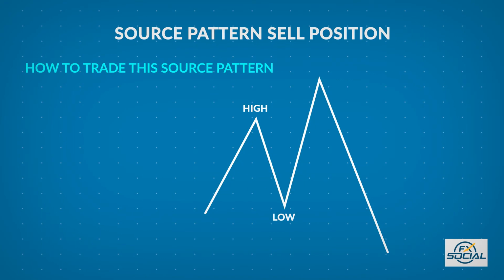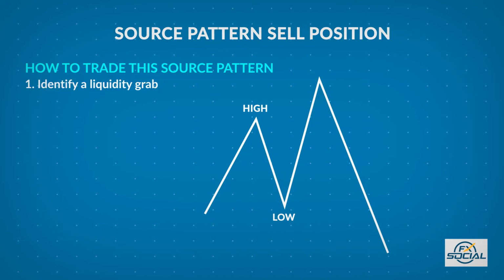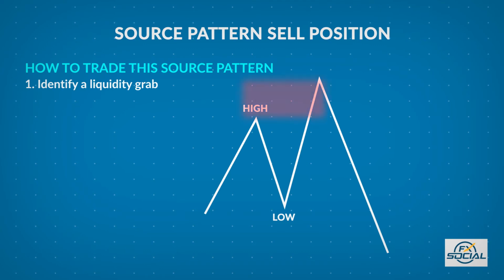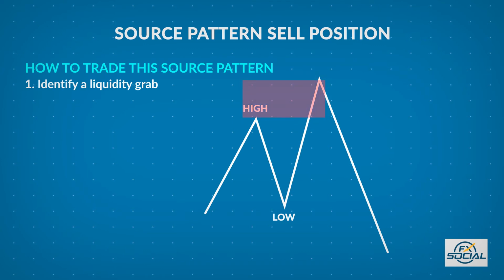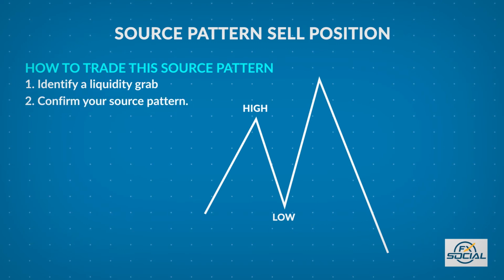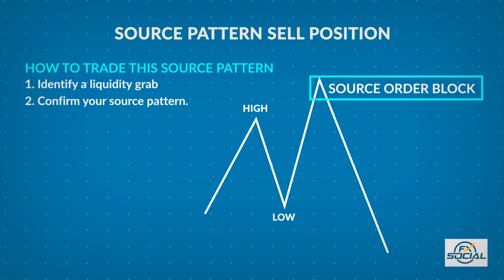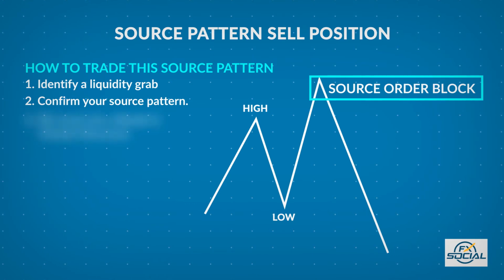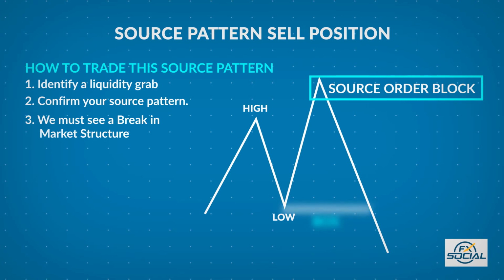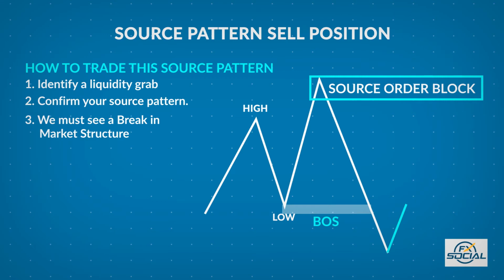So, how to trade this source pattern easily? Number one, identify a liquidity grab, which we can see here. Price cleared above the previous high to take out liquidity. Number two, confirm your source pattern, which is the order block here before the impulsive move. Number three, we must see a break in market structure. And here, the impulsive bearish move broke below the market structure.